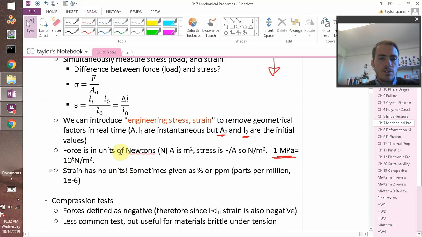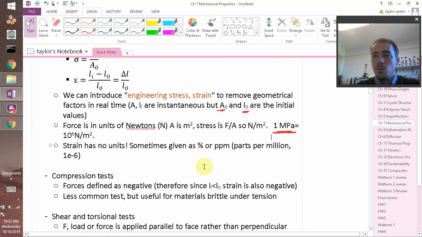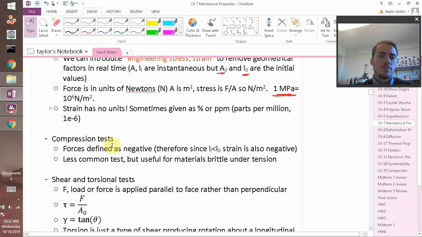And then strain, look at strain. You've got change in length divided by length. So that's just length divided by length, so it has no units. It's just like percent, right? Percent has no units. Or ppm, parts per million, has no units. It's just a parts per million. It's 1 divided by 1,000,000. So that's strain. It doesn't have units.